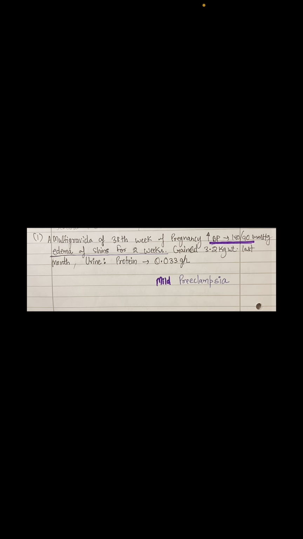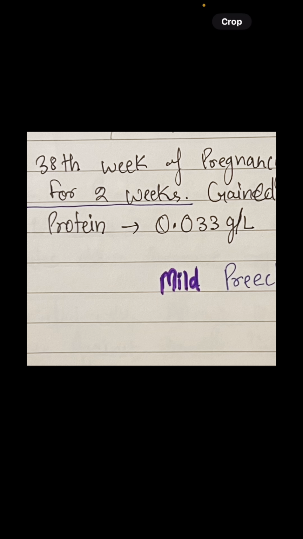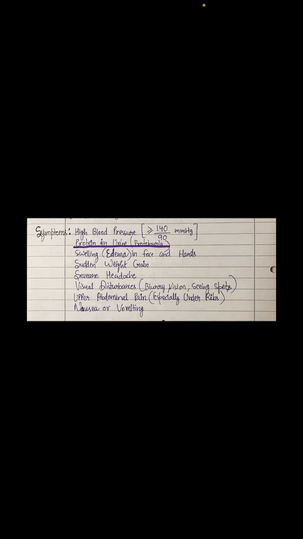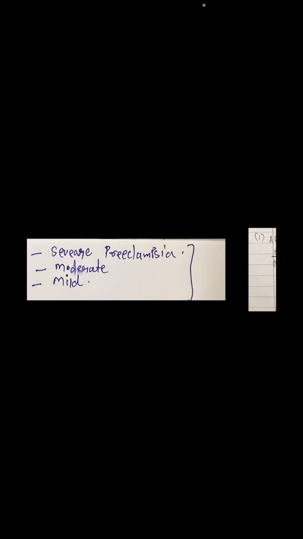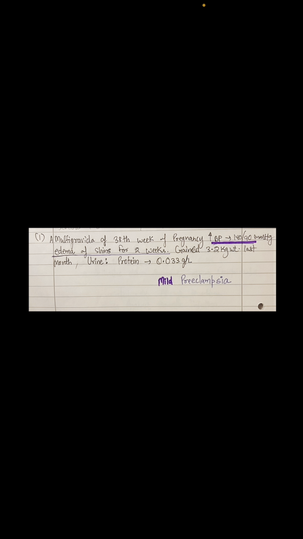Let's see some questions. This is the question. The BP says 140 and there are proteins in the urine, so this is enough to mark mild preeclampsia, that there is high BP and protein in the urine. This is what we were supposed to see in the symptoms. High BP plus protein in the urine is preeclampsia. So 140, as you know, is mild preeclampsia.